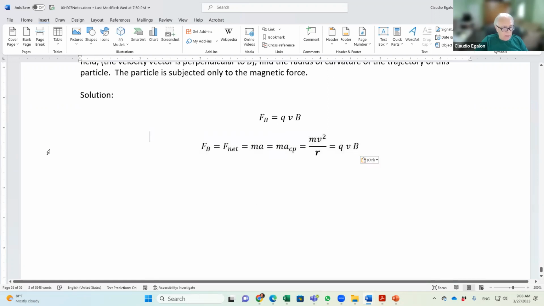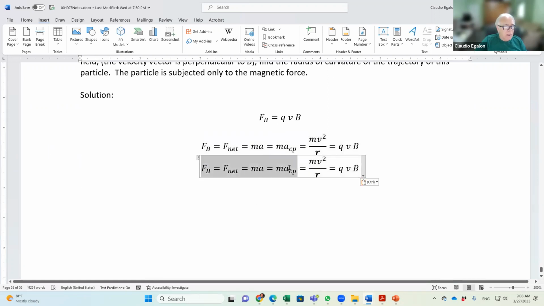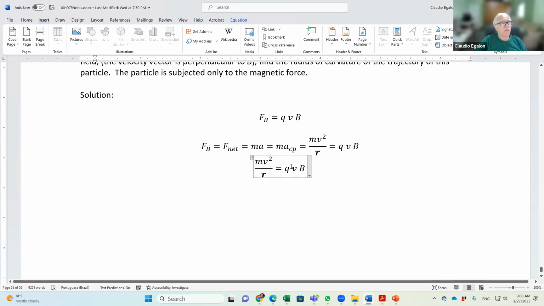Okay, and now we can copy this one here, paste here, and solve. Let's see, can you do any simplifications here? Yes, the velocity on the left side is going to cancel out with the velocity on the right side. And we can solve for R.